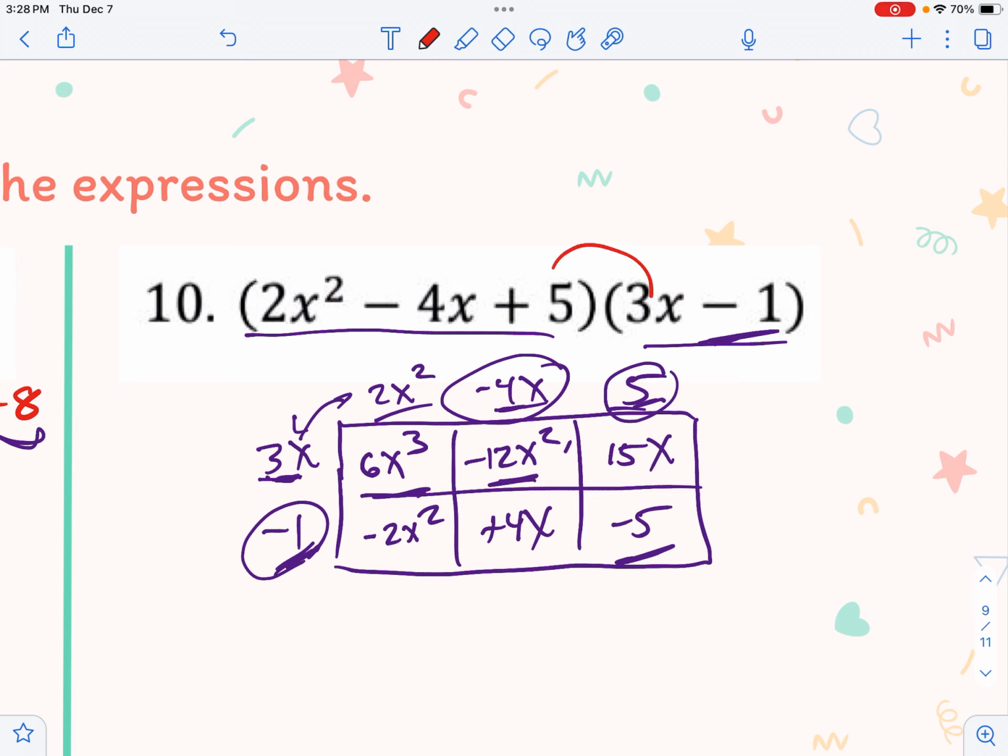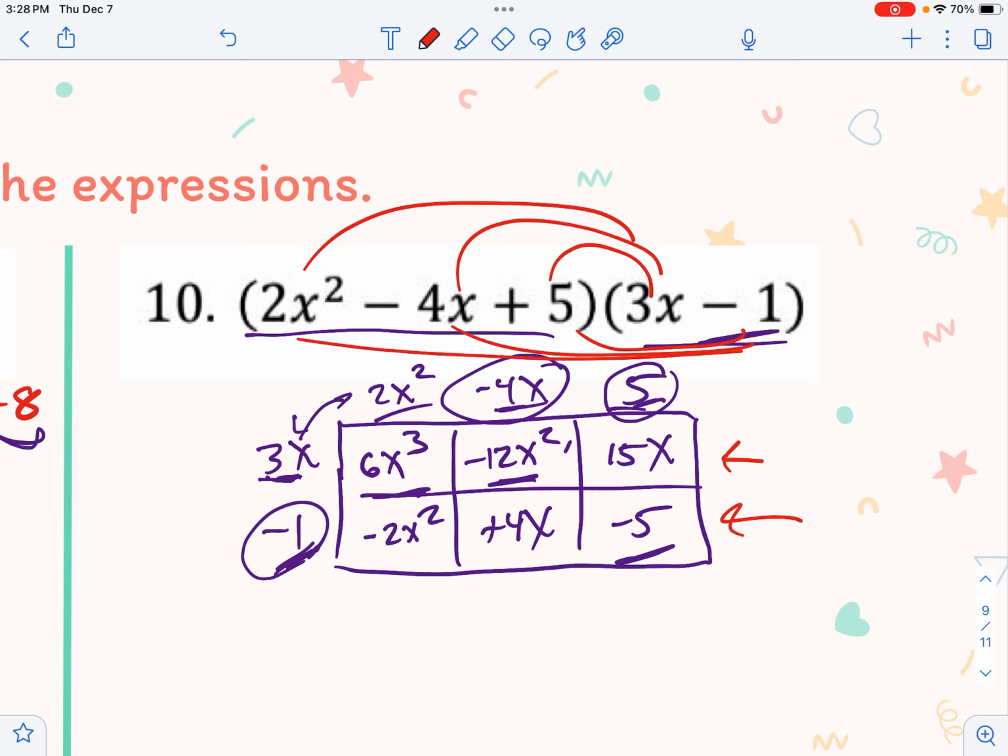You could do distributive property twice, multiply 3x by all of these, and you get all these top terms. And then negative 1 times all of them, and you get these bottom terms. And then combine like terms. That's what we got to do here.